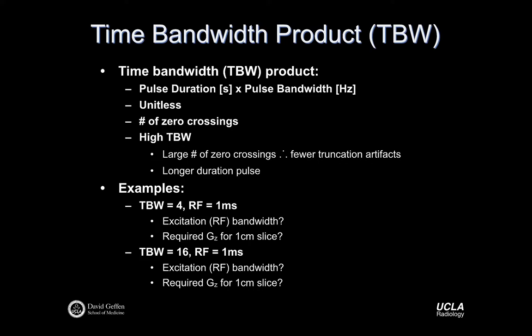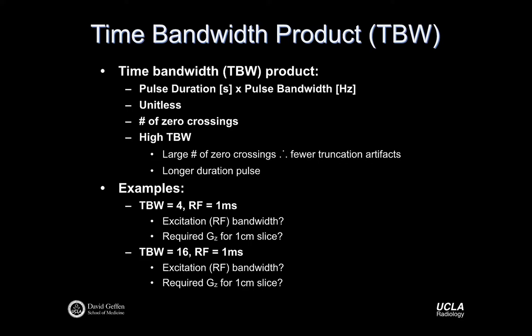If you choose a high time bandwidth RF pulse, that means you're going to have a large number of zero crossings. Your RF pulse is going to oscillate many, many times. Think about a sinc pulse, for example. If you can accommodate that, meaning you have the time to do so, then you'll have fewer truncation artifacts. Remember, the perfect RF pulse is like a sinc pulse that is infinitely long, because its Fourier transform will be a rect function. And as soon as you start truncating that sinc pulse down to something less than infinite, you're going to have truncation artifacts. A larger number of zero crossings means you've truncated it less, and so consequently you'll have fewer truncation artifacts, and the slice profile will be better. But the expense is that it's going to be a longer duration pulse. So again, so many things in MR are trade-offs.